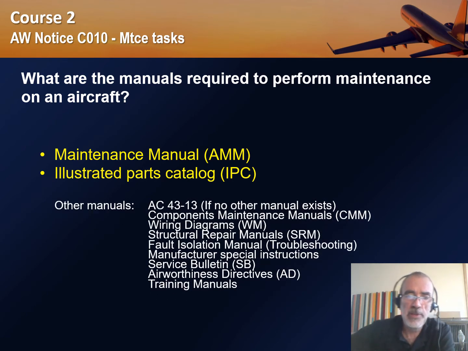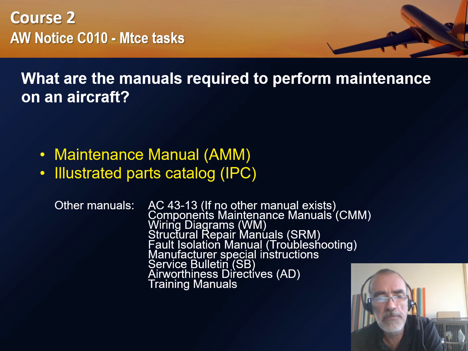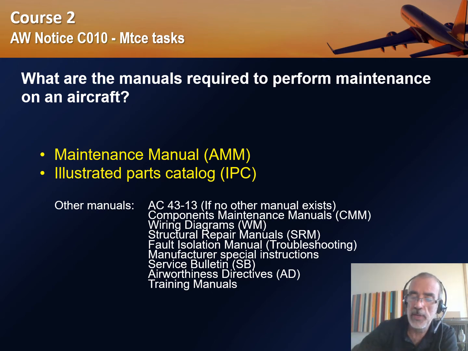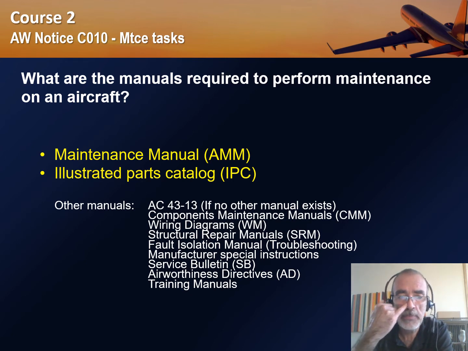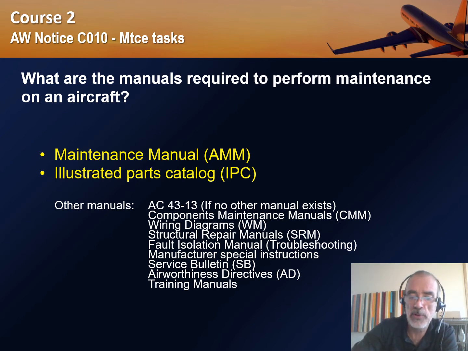Other manuals that are available: AC 43.13, if no other manual exists, not because you don't have it, but because it doesn't exist. Component maintenance manual, CMM, that's what I was working with most of the time. Wiring diagram, structural repair manuals, fault isolation manuals or troubleshooting, manufacturer special instructions, service bulletins, airworthiness directive, training manuals. So there's quite a few actually, but the two main are the maintenance manual and of course the illustrated parts catalog.